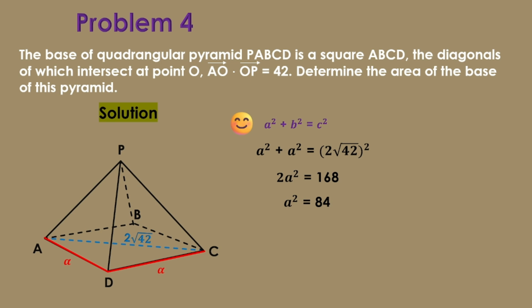We have that a squared is equal to 168. And a squared is exactly what we were asked. This is the area of the base of this pyramid, so 84 is our answer.